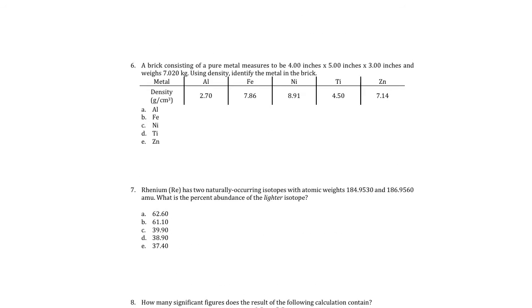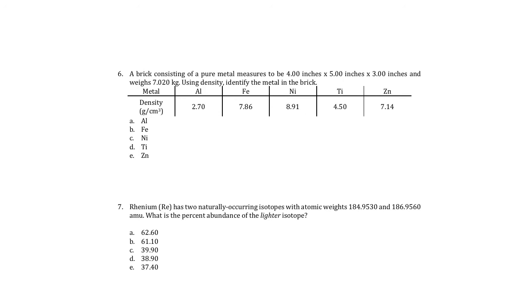Moving on, number 6, a brick consists of a pure metal. We're given the measurements of it in inches. We're asked to calculate the density. Now, one way you might look at this is just convert those to centimeters and then calculate the volume of the object in centimeters cubed. Of course, you could just go 4 times 5 times 3 for 60. So if you have 60.0 cubic inches, then 1 inch is just 2.54 centimeters, and we just cube that whole factor. And then that's our volume.